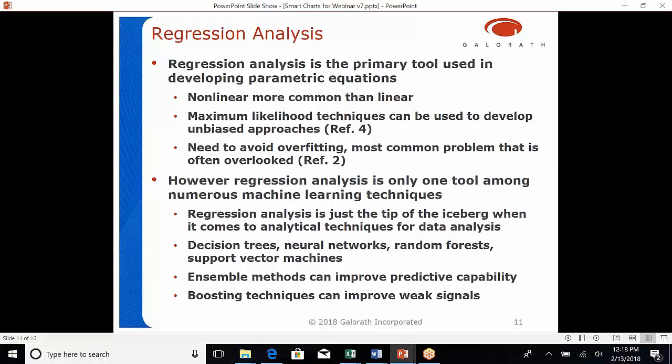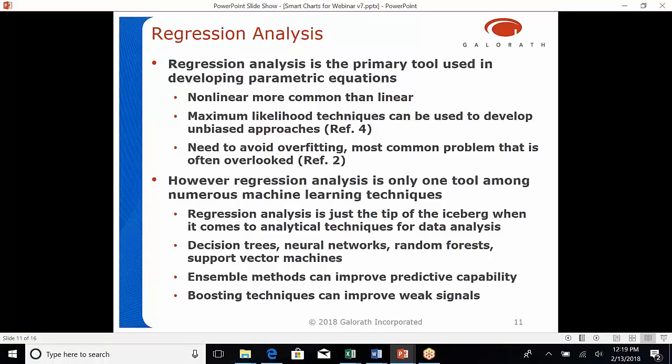However, I want to also mention that regression analysis is only one tool among numerous machine learning techniques, and it behooves us to also look beyond just regression analysis when we're starting to do data analysis. There are a wide variety of techniques: decision trees, neural networks, random forests, support vector machines. There's also ensemble techniques. I talk about wisdom of the crowd that can also improve predictive capabilities, and there's ways to also boost your estimates to improve weak signals. There's a lot of ground to be mined there. A lot of things to look at, much beyond just regression analysis.